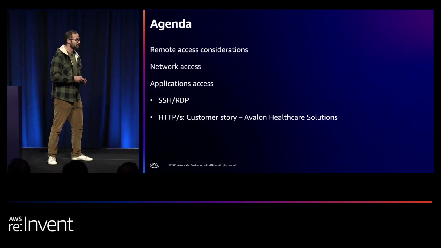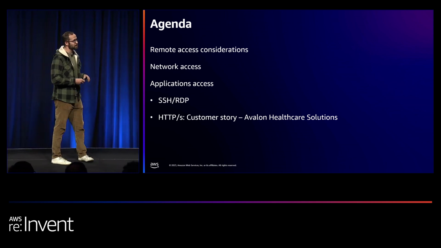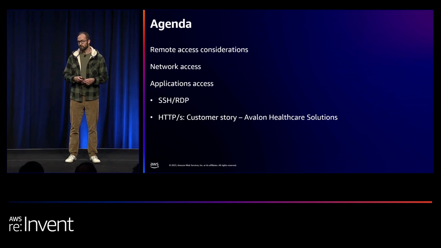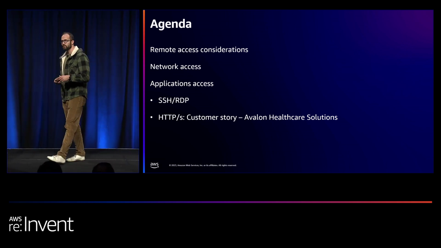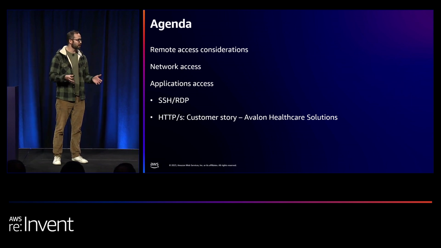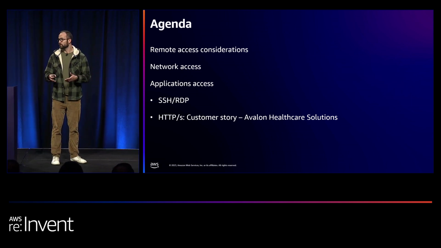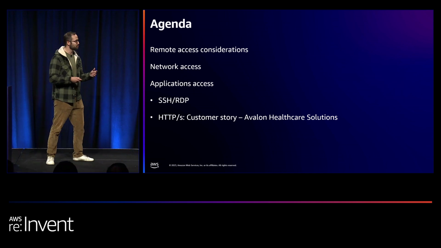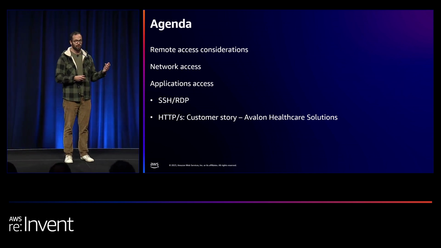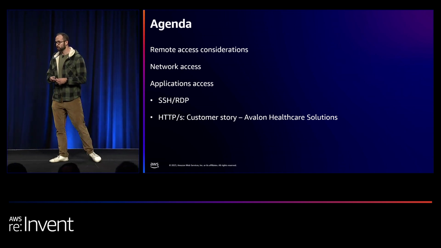On the agenda, we'll talk about remote access considerations, so what you should think about when you're deciding on a remote access solution. And then we'll talk about different use cases. We're going to talk about a network use case, when you're giving access to a whole network, and then application access use cases, split into SSH RDP, as well as HTTPS. And with the HTTPS one, we'll have an example customer story from Juan.